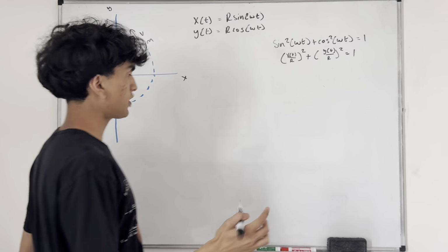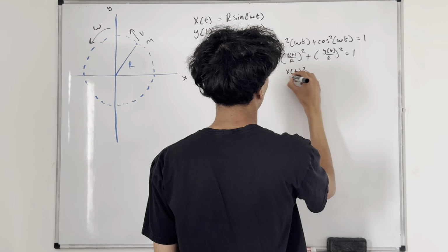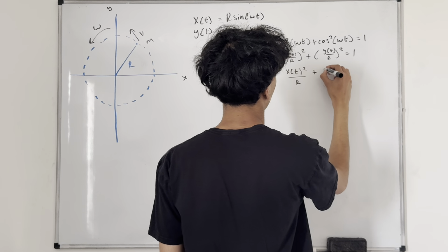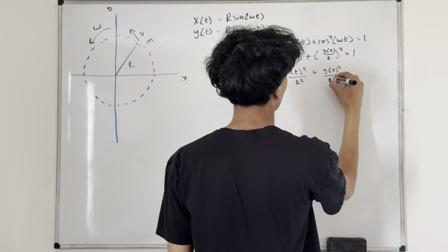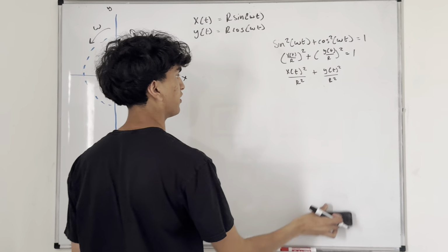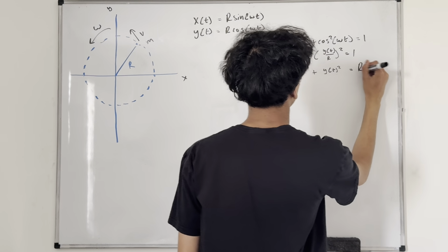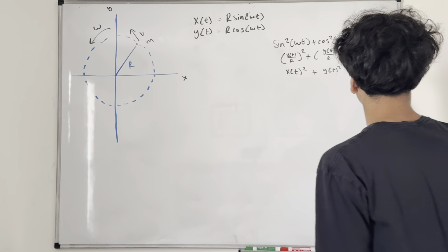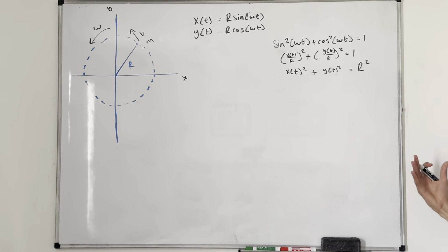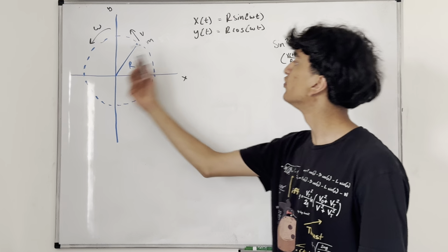So when I distribute the square and multiply everything by r squared on both sides, I get an equation for a circle: x squared plus y squared equals r squared. So this is the form of a circle. That's how I know these formulas describe this object's motion, because it's moving in a circle with radius r.